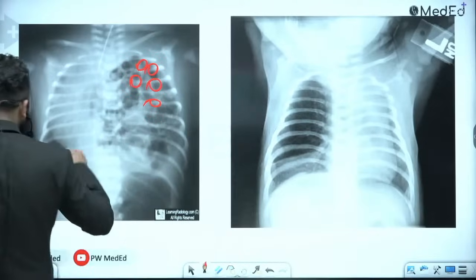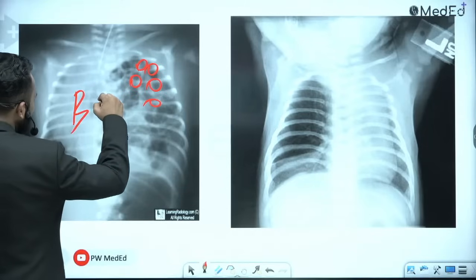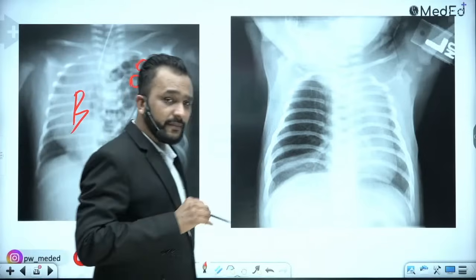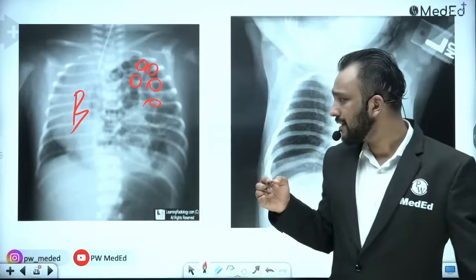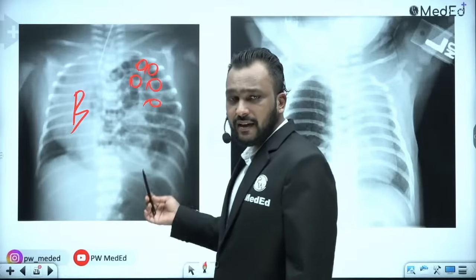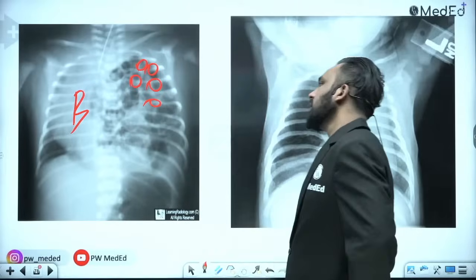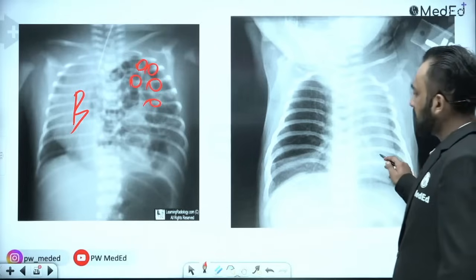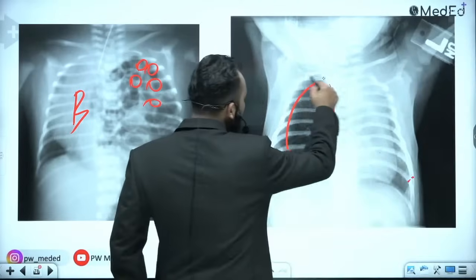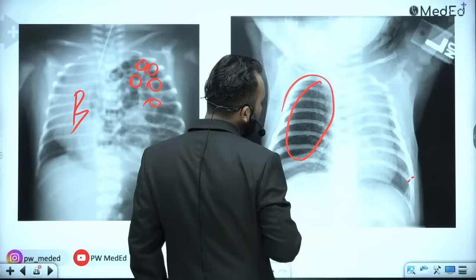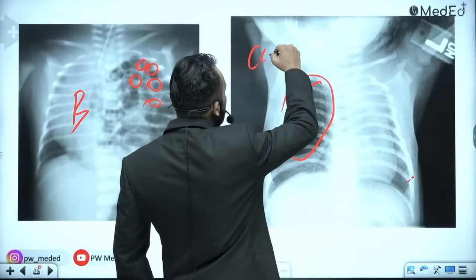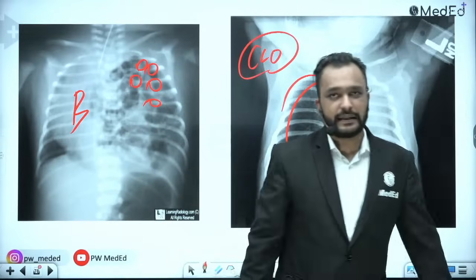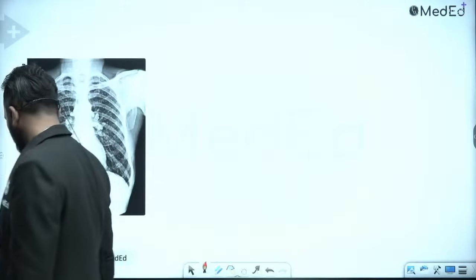So what is Bochdalek hernia? In Bochdalek hernia, you will see that there is a defect in the posterolateral aspect of the diaphragm, and there is herniation of the bowel loops through that defect. And in this image, we can see a cystic lucency in the right upper zone, right? And this is seen in a patient with congenital lobar overinflation.